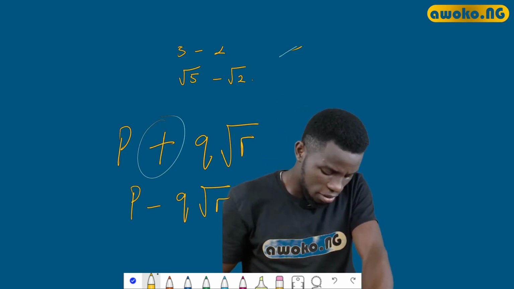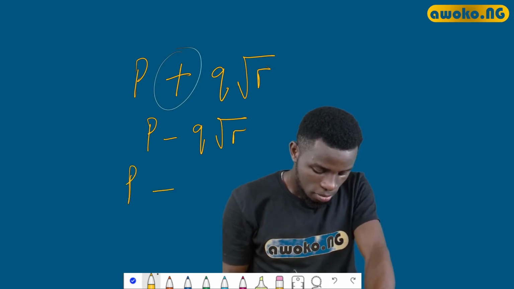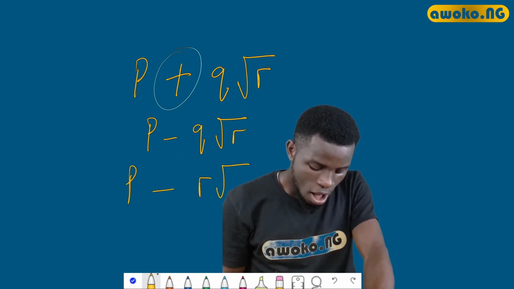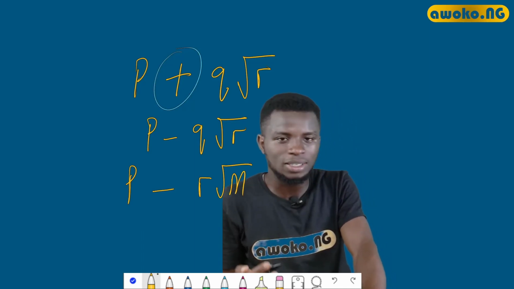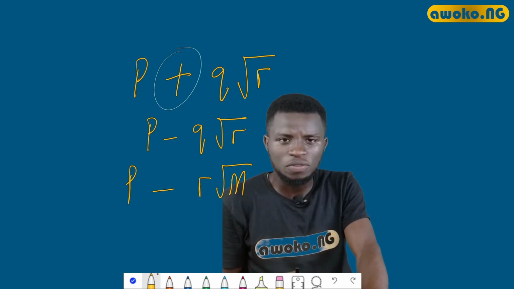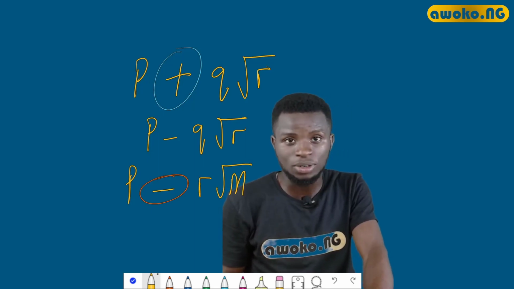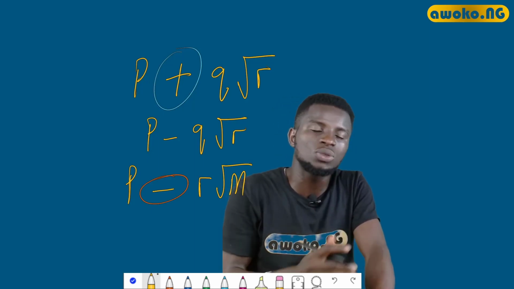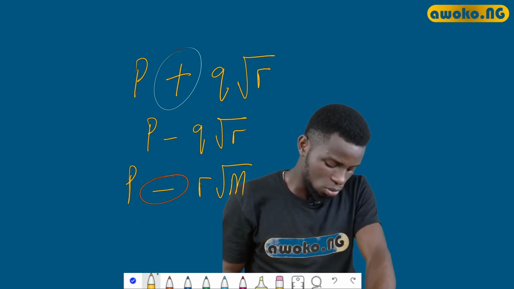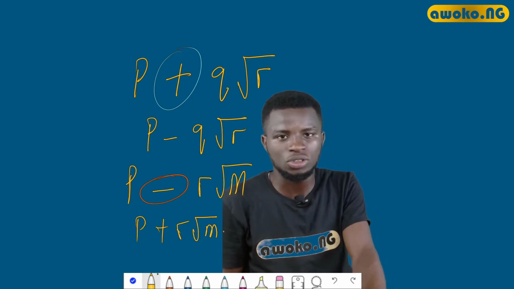What if we have P minus R root M as the question we want to find the conjugate of? The conjugate of this is to check what is this arithmetic operation? Minus, right? So we'll interchange it with the addition sign, which is what? P plus R root M. So that is what conjugate is.